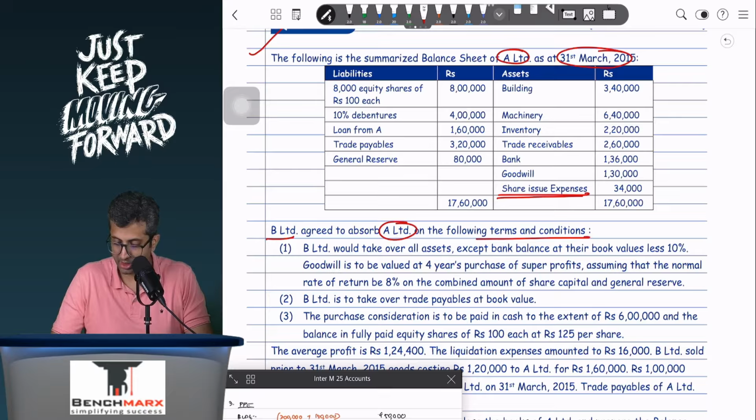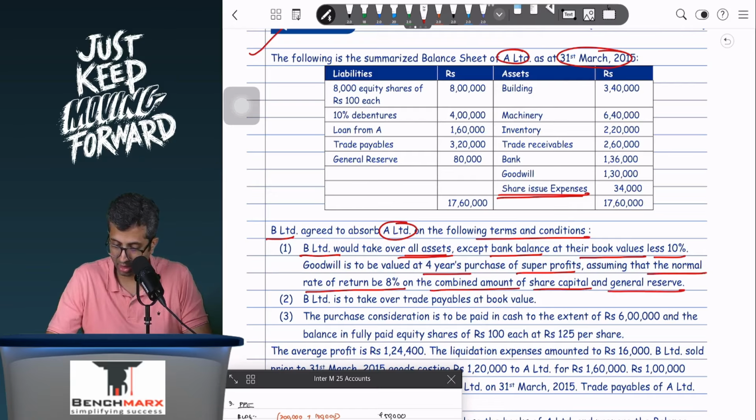And the following terms and conditions: B would take over all assets except for the bank balance at their book values less 10%. Goodwill is to be valued at 4 years purchase of super profits, assuming the normal rate of return to be 8% on the combined amount of share capital and general reserve. So if I look at the combined amount of share capital, that is 8 lakhs, and general reserve, let's say 80,000 for the time being, this is 8 lakh 80 into 8%. This will be 70,400. This will be your normal profit. So normal profit would be 70,400.